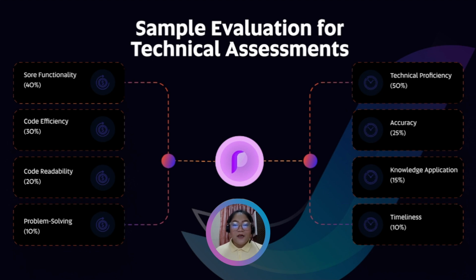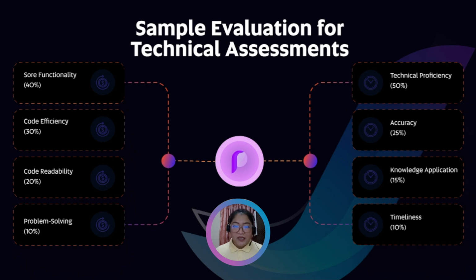Code efficiency, 30%. Evaluate the performance of the code. Is it optimized for speed and resource usage? Does it handle edge cases well? Next, code readability, 20%. Consider how well the code is organized and whether it is easy to understand. Proper use of comments and clear variable names are important here.